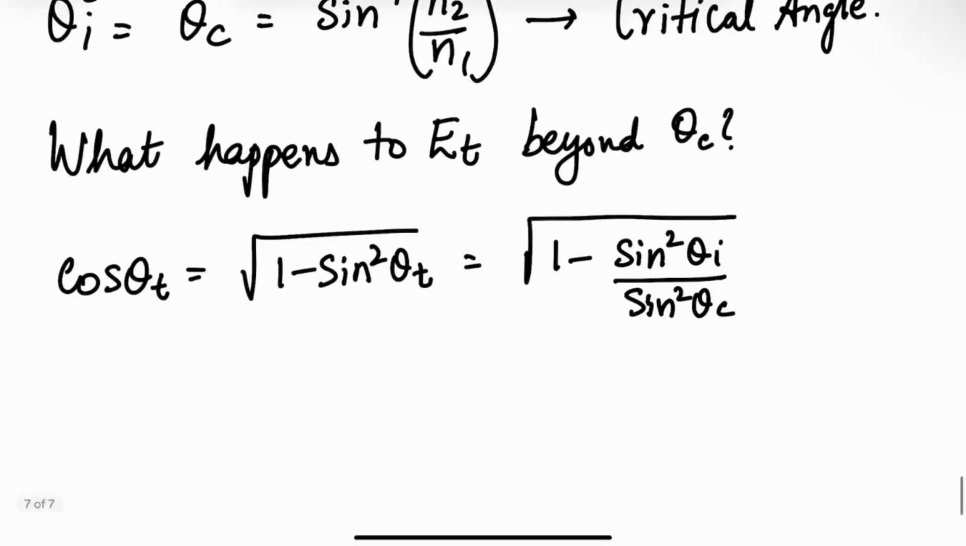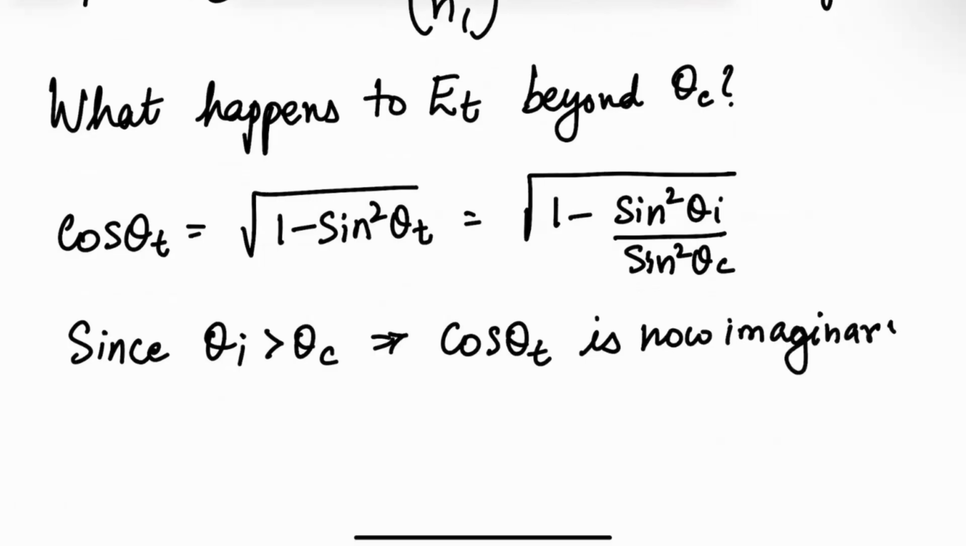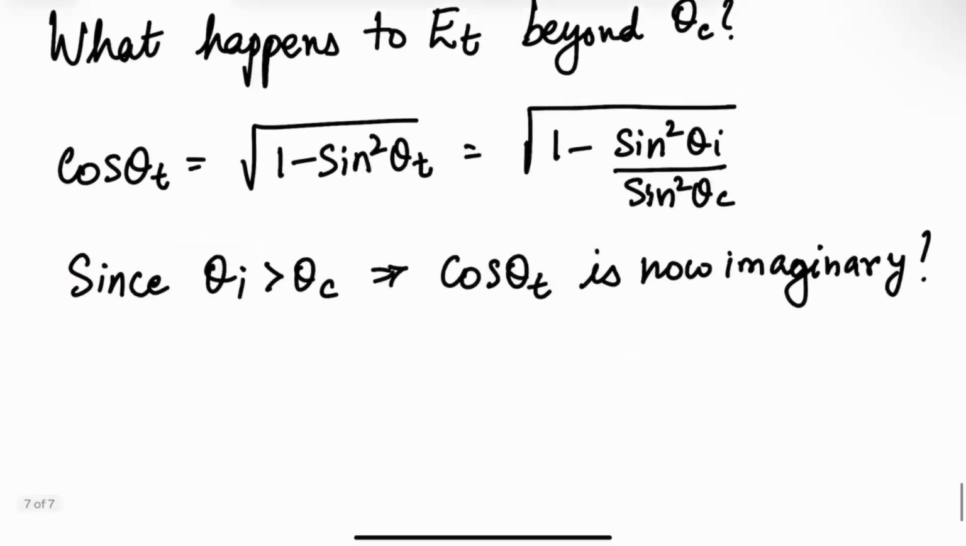Now, since theta i is greater than theta c, since we're coming at an angle greater than the critical angle, that implies cosine theta t is now imaginary, because this term is greater than 1. So the square root of 1 minus something greater than 1 is the square root of something negative. You pull the negative sign out, and that gives you an i. So you essentially get cosine theta t to be imaginary.